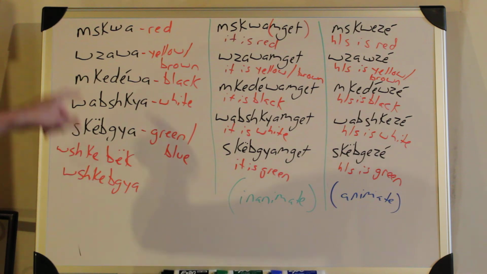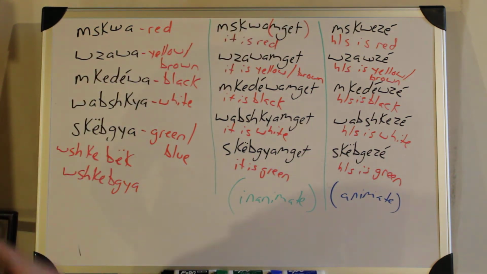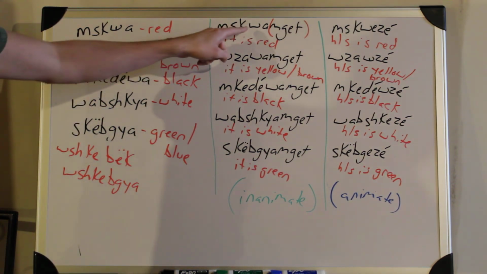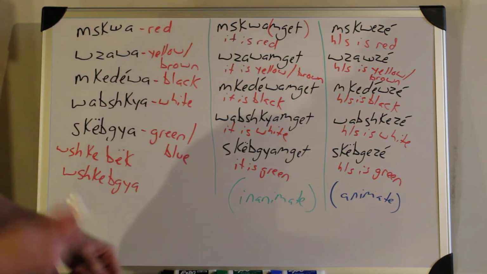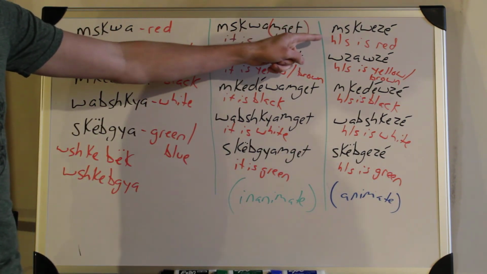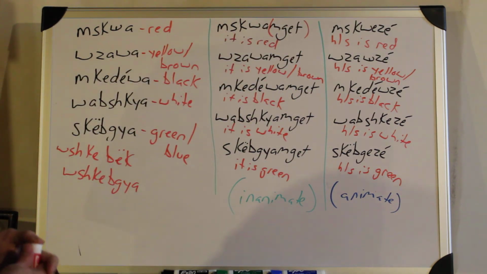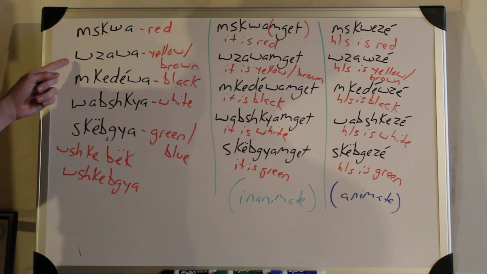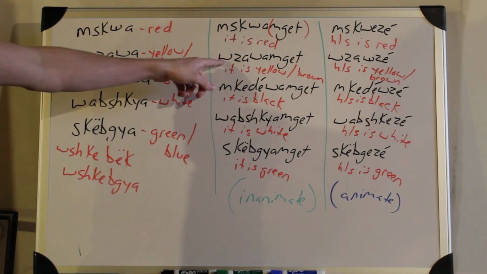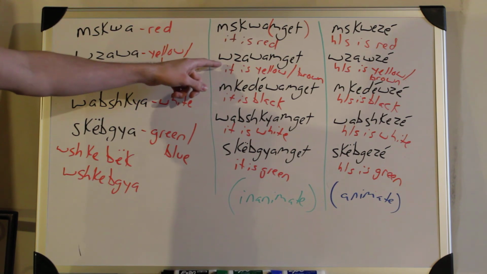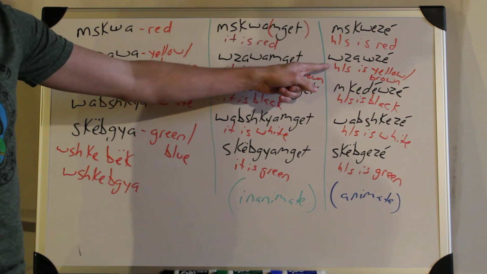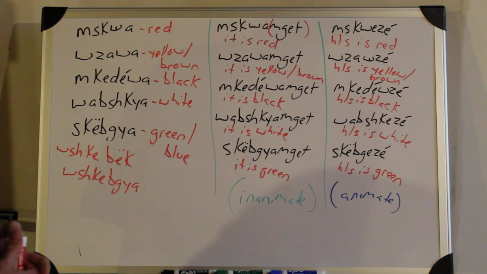So now we'll go through and we'll say these, line by line. Mskwa. Red. Mskwamgit. It is red. Mskwize. He or she is red. Uzawa. Yellow or brown. Zawamgit. It is yellow or brown. Zawze. He or she is yellow or brown.